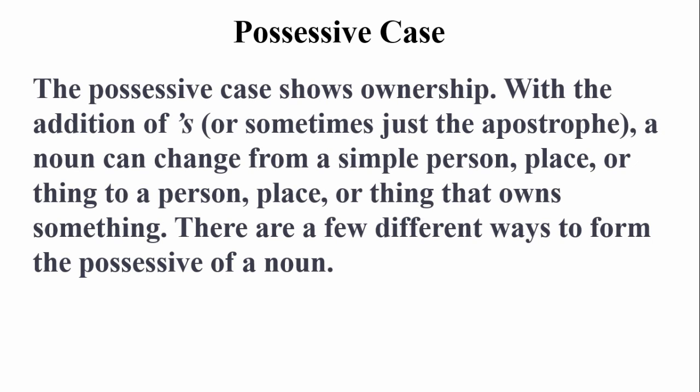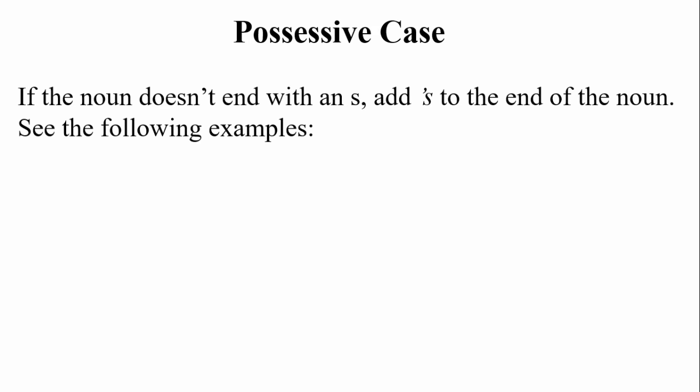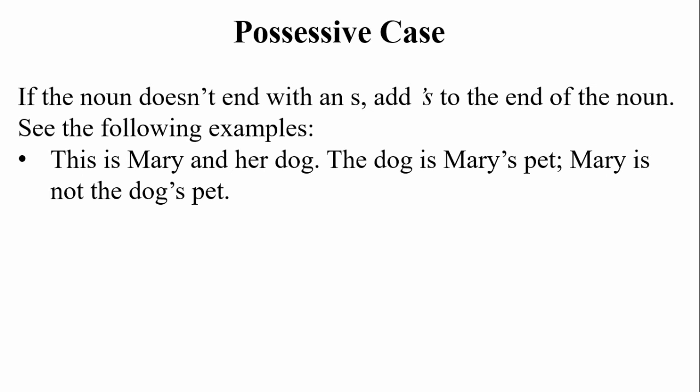Possessive case. The possessive case shows ownership with the addition of apostrophe s or sometimes just the apostrophe. A noun can change from a simple person, place or thing to a person, place or thing that owns something. There are a few different ways to form the possessive of a noun. If the noun doesn't end with an s, add apostrophe s to the end of the noun. See the following examples. This is Mary and her dog. The dog is Mary's pet. Mary is not the dog's pet.